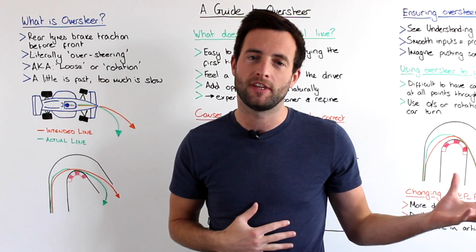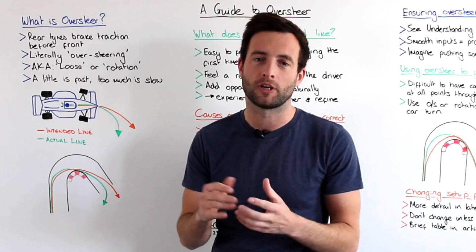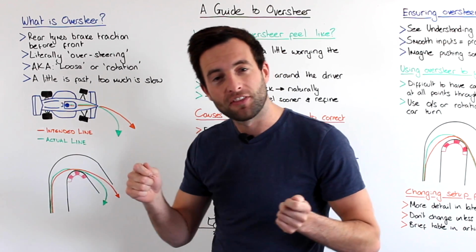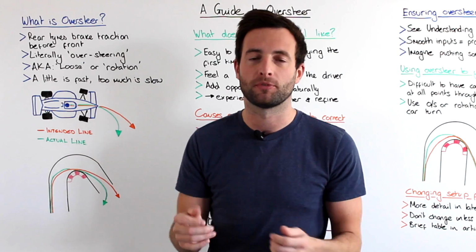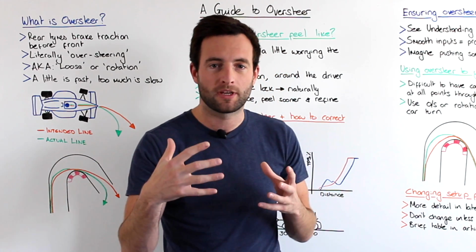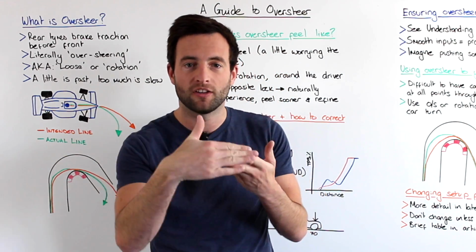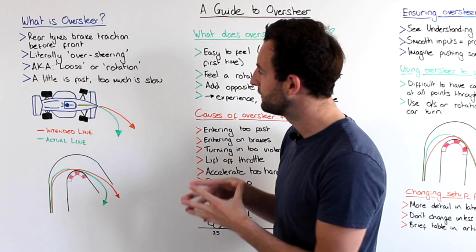So if you remember the tutorial on understeer, we were talking about turning the car in and the car wasn't turning as much as the driver wanted it to. Well, oversteer is the opposite. It's when you turn the car in, the rear becomes light and the car actually turns more than you want it to into the corner.